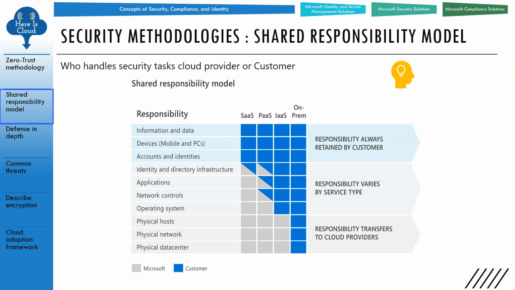For example, if you look at the bottom of the diagram, for the physical data center, most of the responsibility will be on Microsoft. As you go up to the top where it is information and data, the security responsibility is on the customer. So this is very important. You can guess from that image that you need to remember this, and there will be questions around this.